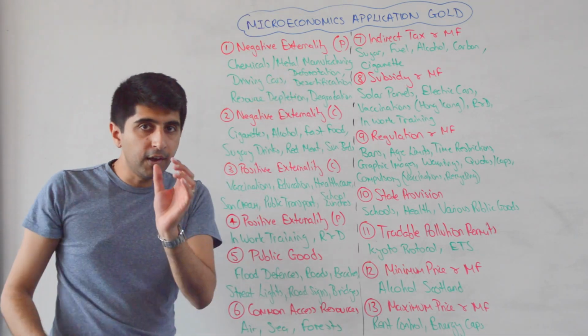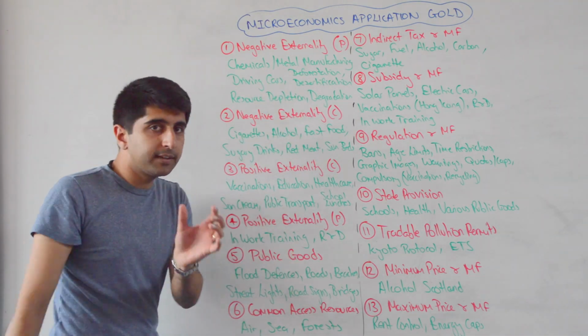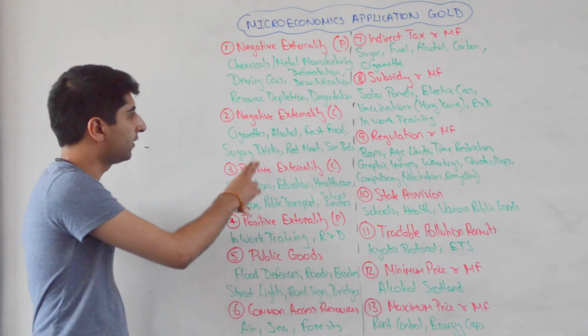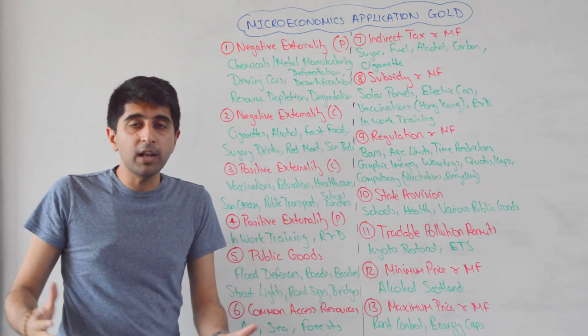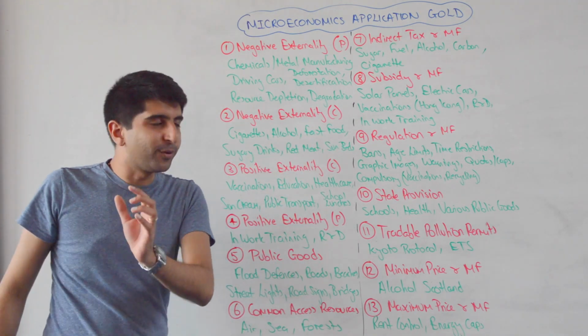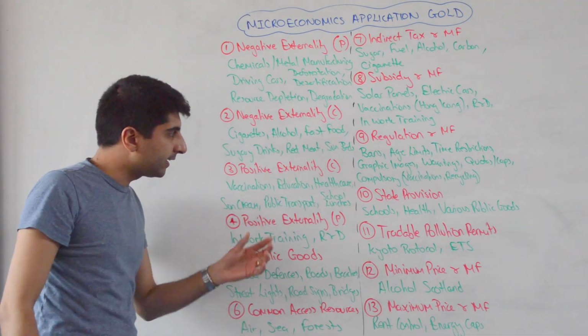Negative externality in consumption, i.e. demerit goods: cigarettes, alcohol, fast food, sugary drinks. Red meat, sunbeds, there are others as well. If you've got your own examples, always write those down too. Positive externality in consumption, i.e.